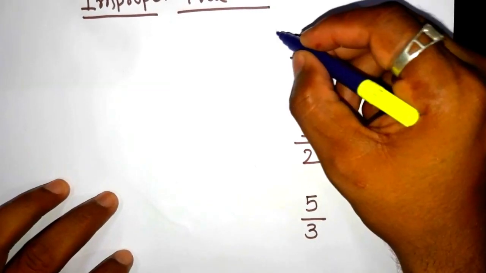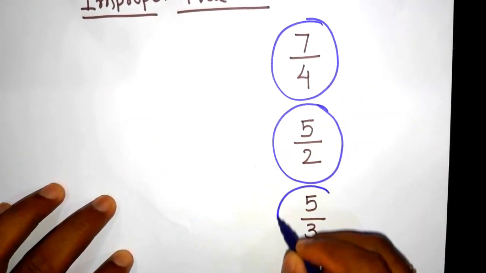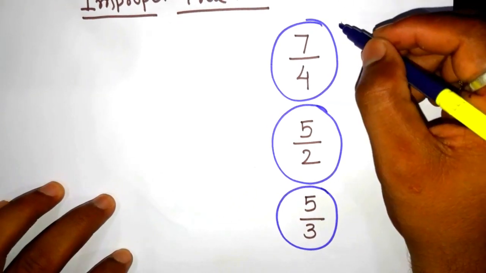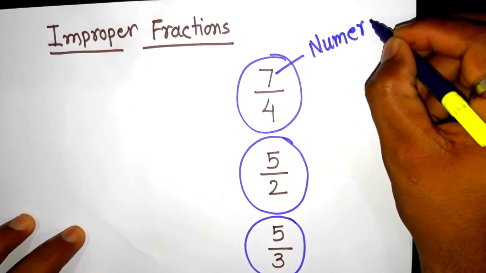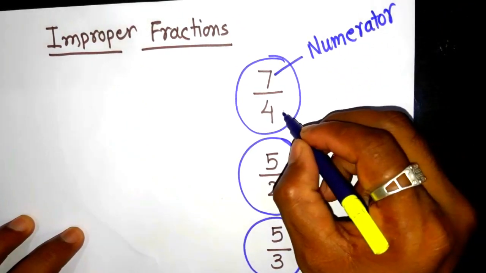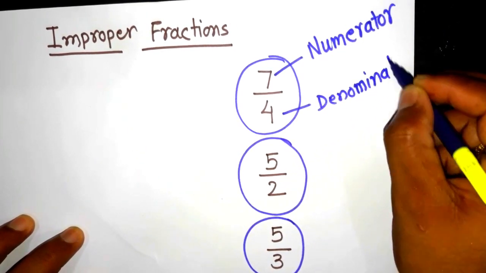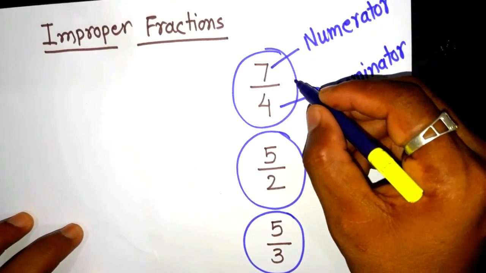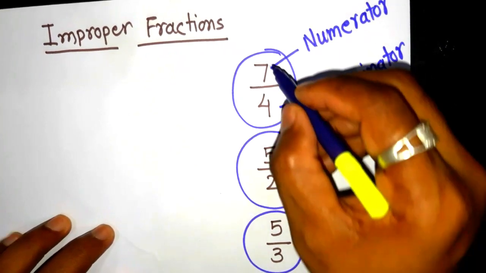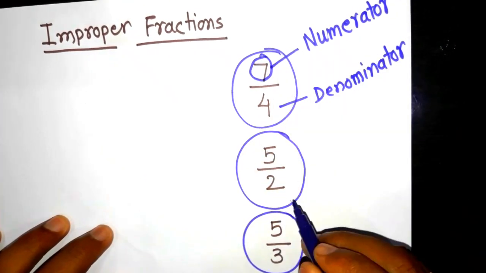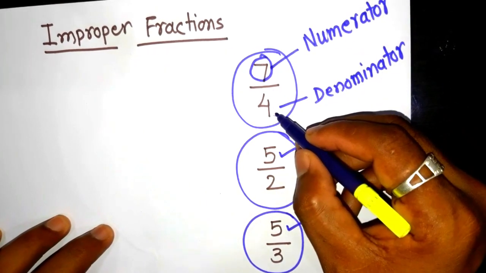Now let's observe this. Just observe this fraction, this fraction, and this fraction. This is called the numerator, and this part is called the denominator. So in all these fractions, if you observe minutely, you will come to know that the numerator is greater than the denominator.